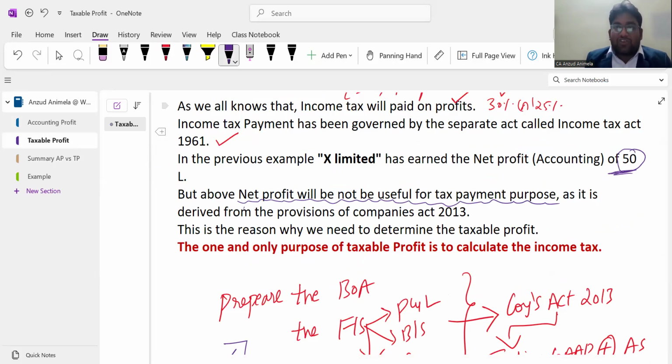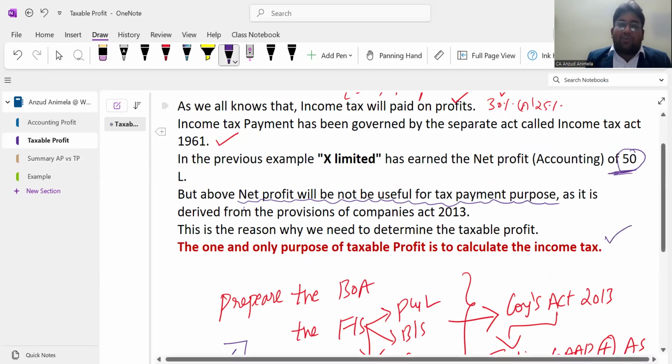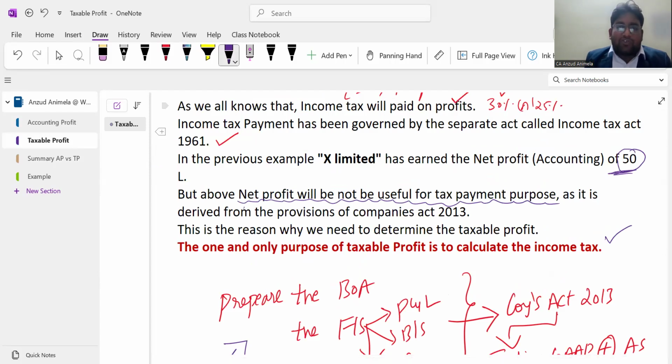But the tax rate, you get it from the income tax. This is the reason why we need to determine the taxable profit. The one and only purpose of taxable profit is to calculate the income tax.